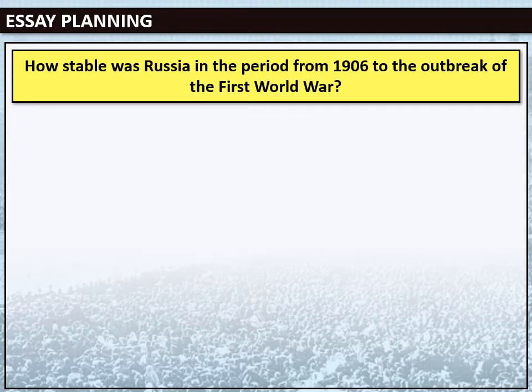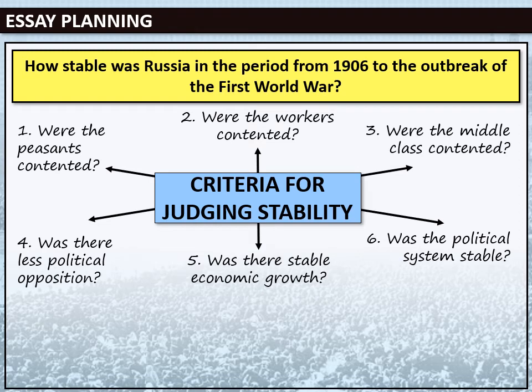Okay, so here's the question we're going to write. How stable was Russia in the period from 1906 to the outbreak of the First World War? So we're covering the constitutional period. And we have to decide how stable Russia was. So before we start writing, we need to think about what that means. How do we actually measure stability? Well, here are some criteria that we could use to judge.